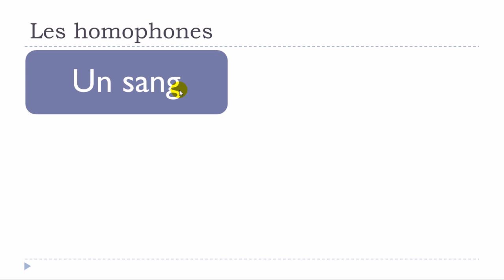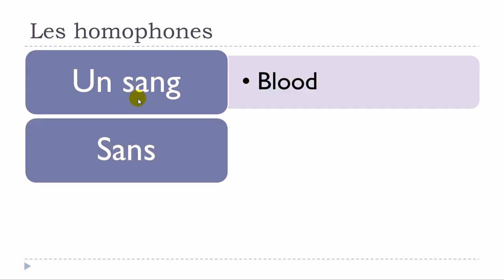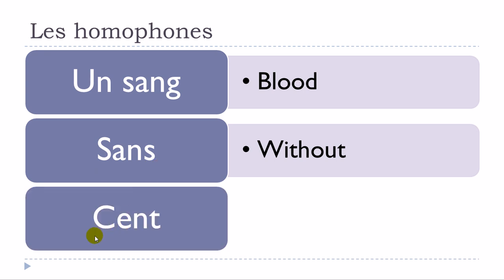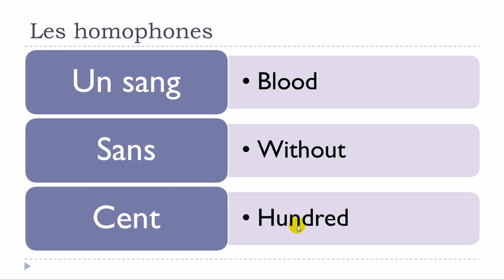Un sang. Okay, remember this G here doesn't exist, so un sang. And then here we've got this sans. Quite useful because it means without, sans. And we've got a third one, cent, written like that, and it's 100. Okay, so un cent, cent, cent.